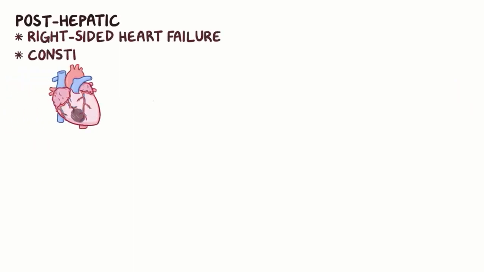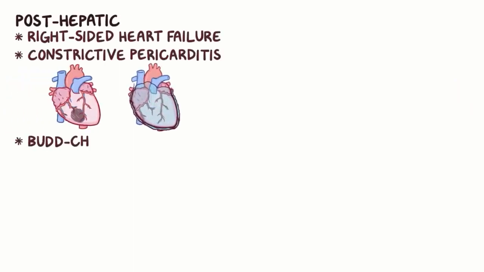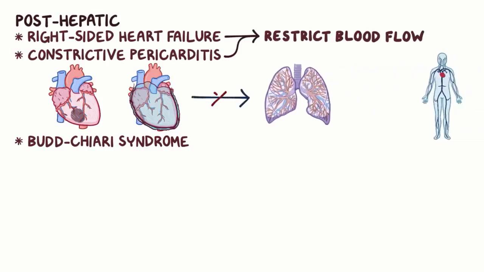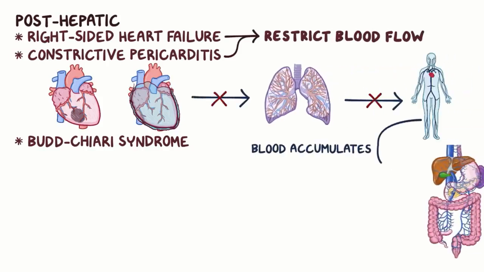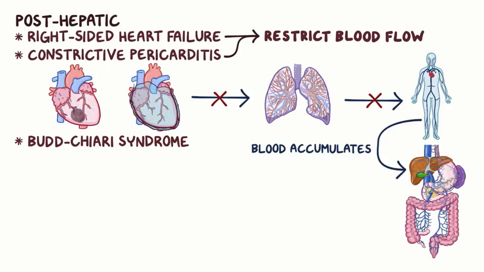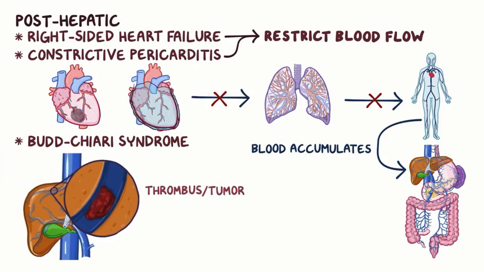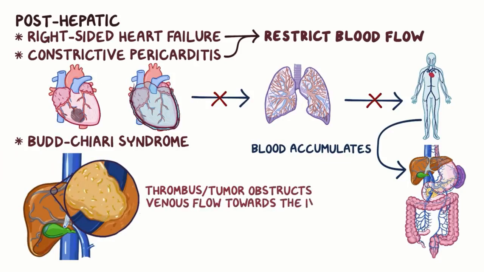Posthepatic causes include right-sided heart failure, constrictive pericarditis, and Budd-Chiari syndrome. Both right-sided heart failure and constrictive pericarditis restrict the blood flow from the heart to the lungs and to the rest of the body, causing blood to accumulate downwards, including into the portal circulation. And Budd-Chiari syndrome occurs when a thrombus, or a tumor, inside the hepatic veins obstructs hepatic venous flow toward the inferior vena cava.